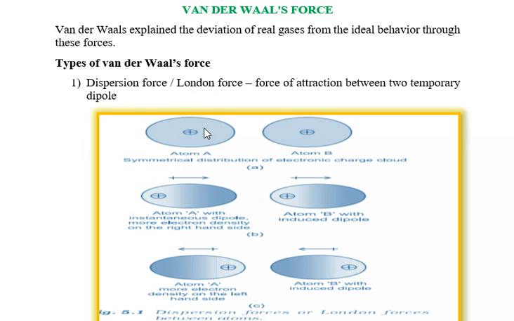Again you can see atom A is having symmetrical distribution of electronic charge. For a very short time A becomes unsymmetrical, which results in the development of a dipole. This dipole distorts the electron density of the atom which is close to it. Here you can see atom B. The dipole is induced in atom B. This type of force is a temporary force, called dispersion force or London force.